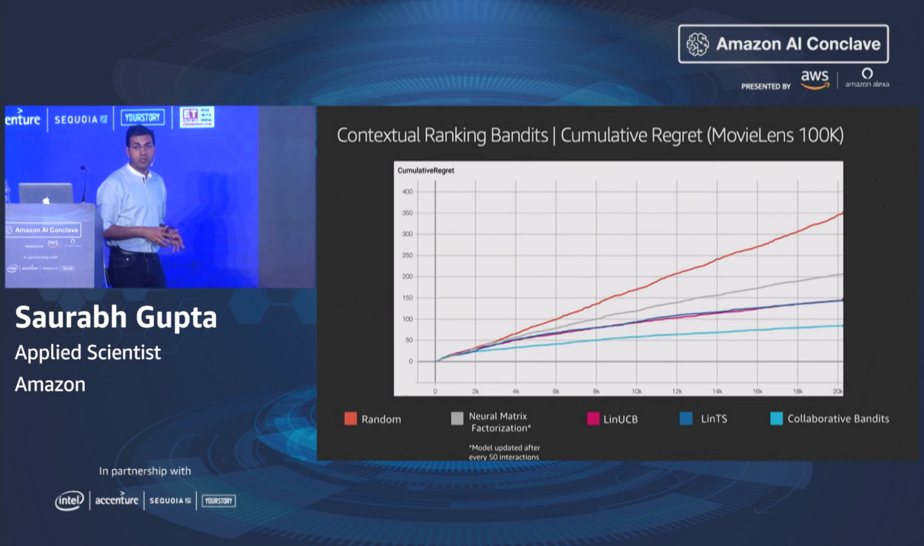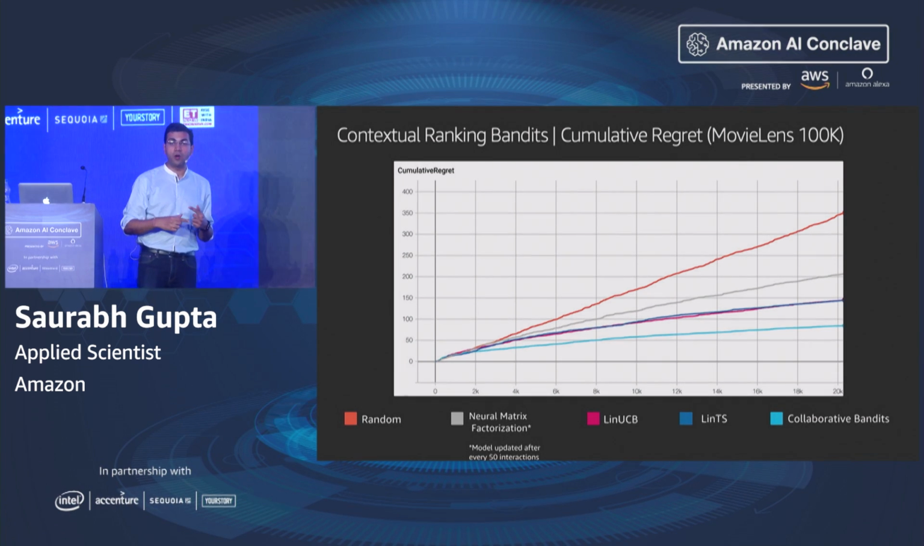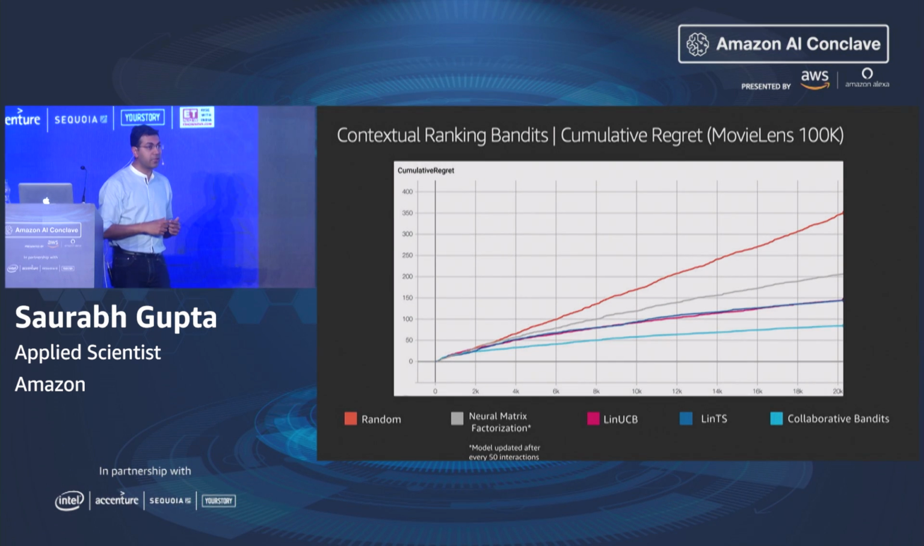And as we know, neural networks cannot learn online. So we have to train this model on historic data again and again as we collect more data. We cannot update it with every interaction because that would be too expensive. So we choose to update the model after every 50 interactions.